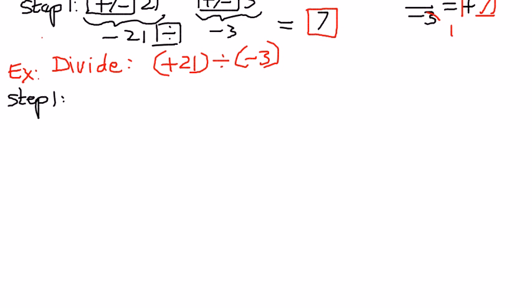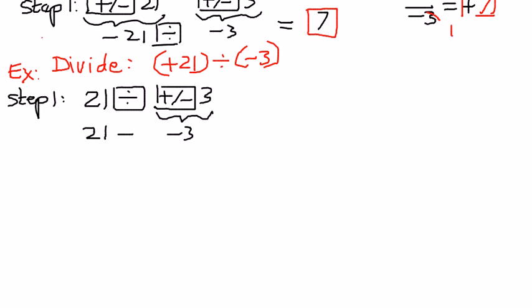Positive 21, you can just enter the value 21, and for division you're going to use that division symbol on your calculator, and then to enter negative 3 you're going to press this positive negative button and then enter the value 3, and the calculator will display negative 3 like that. So 21 divided by negative 3 is what we are looking for, and when you enter these values, the display on your calculator will be negative 7 like that. So this is what we are looking for.